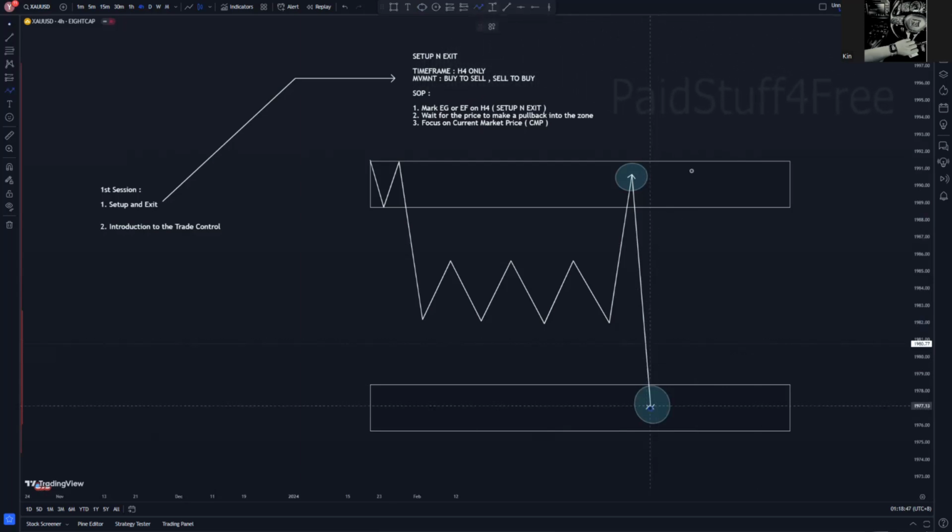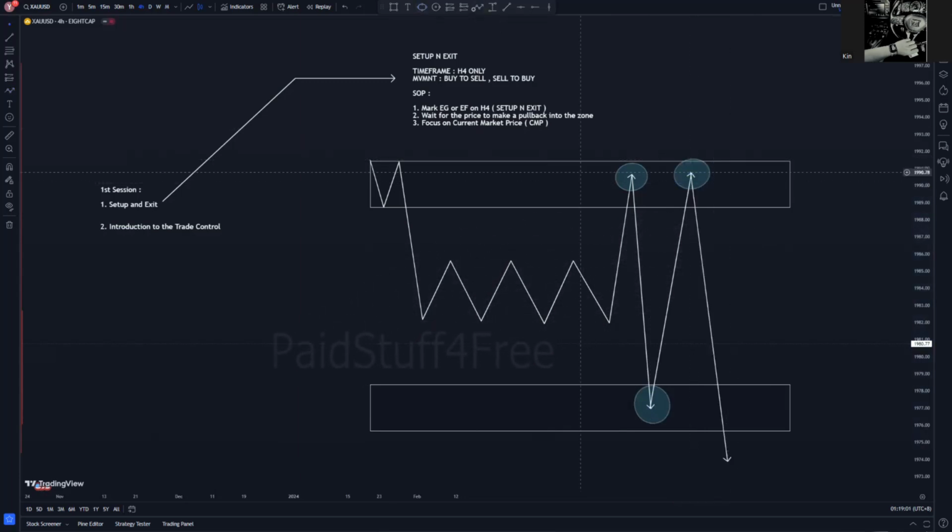And when the price gets into the sell zone, what to do again? Back to what I said: focus on the CMP again, the current market price. And then the price went down to the buy zone again. All right, like this.